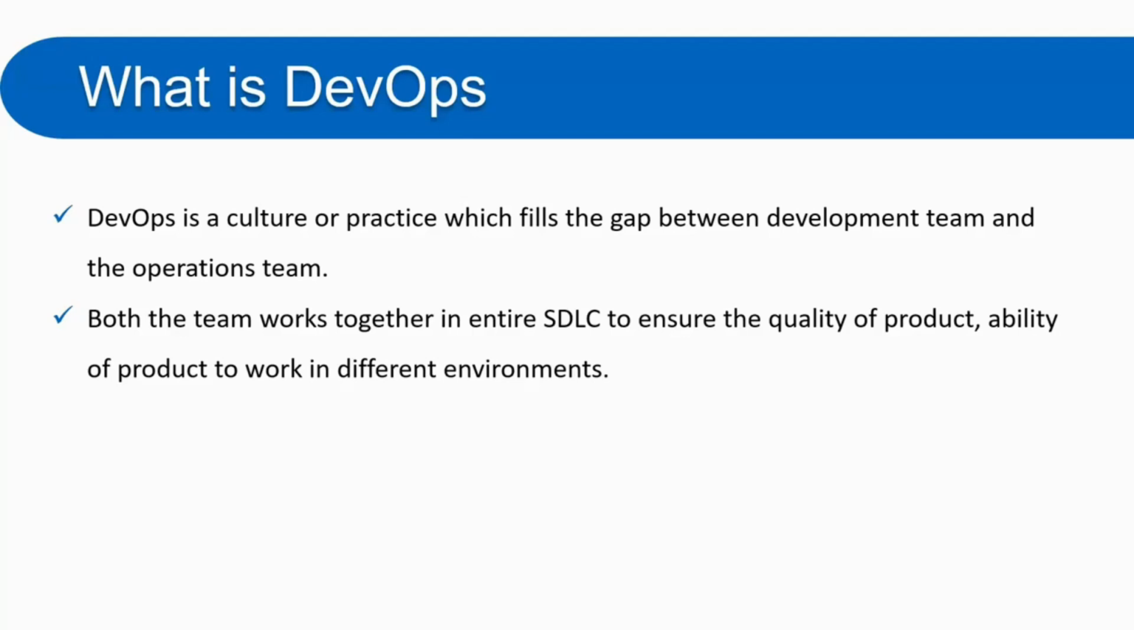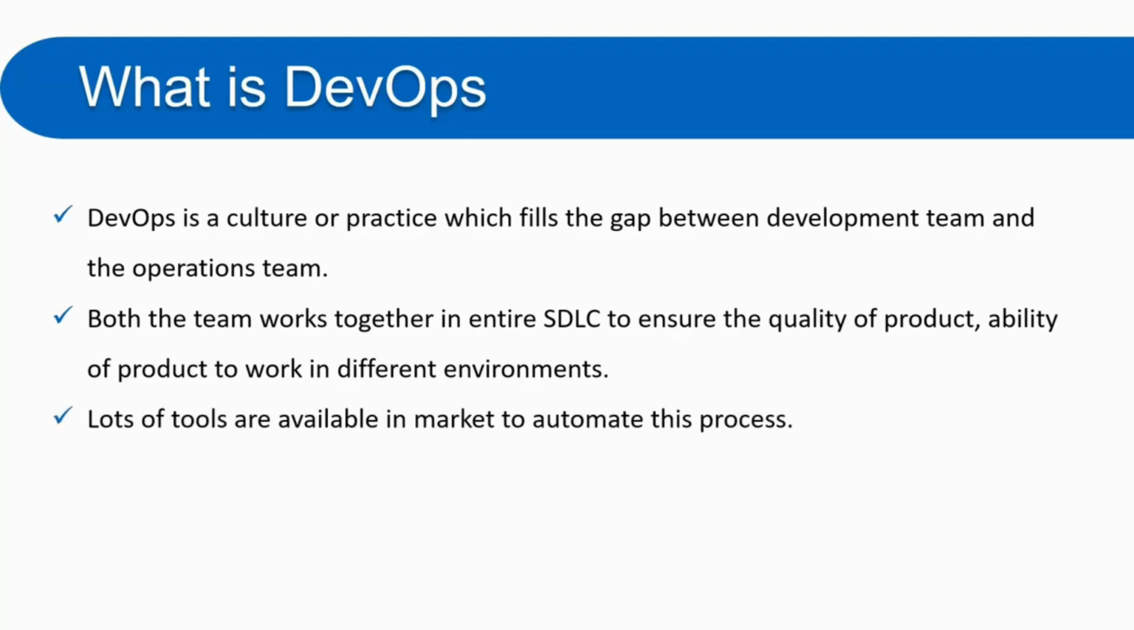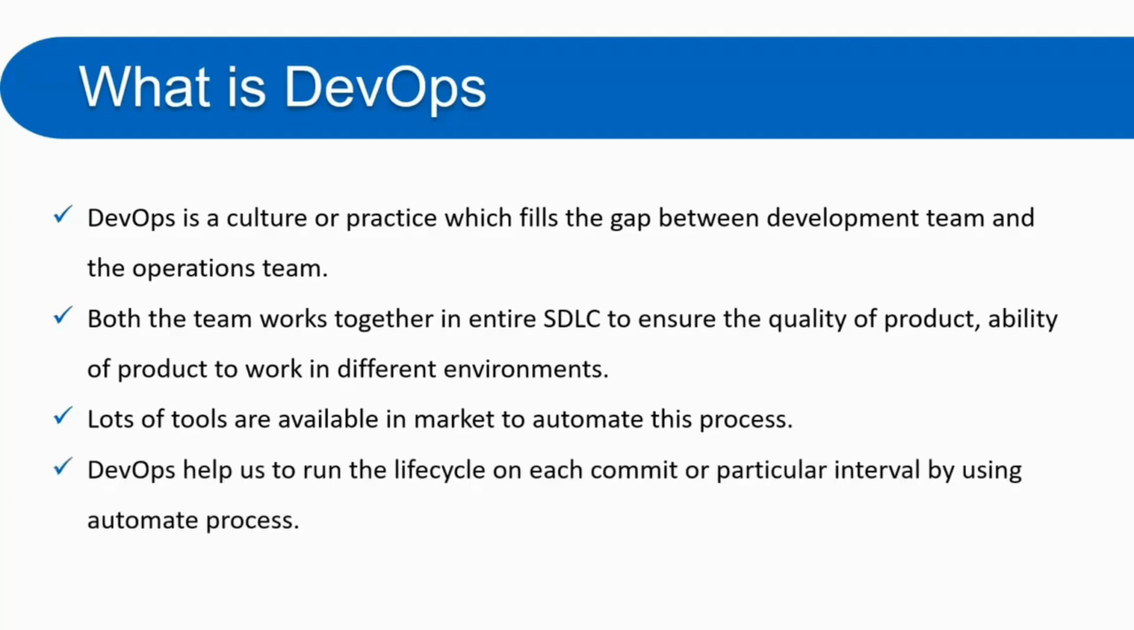Lots of tools are available in the market to automate this process. To work in DevOps, there are multiple tools available in the market and you can choose any one of them as per your requirement. All of these tools have their own configuration and their own price. Some of them are free and some of them are paid. But all of them have a feature to automate your process. Ultimately, all these things happen in an automatic way. DevOps helps us to run the lifecycle on each commit or at a particular interval by using the automated process.